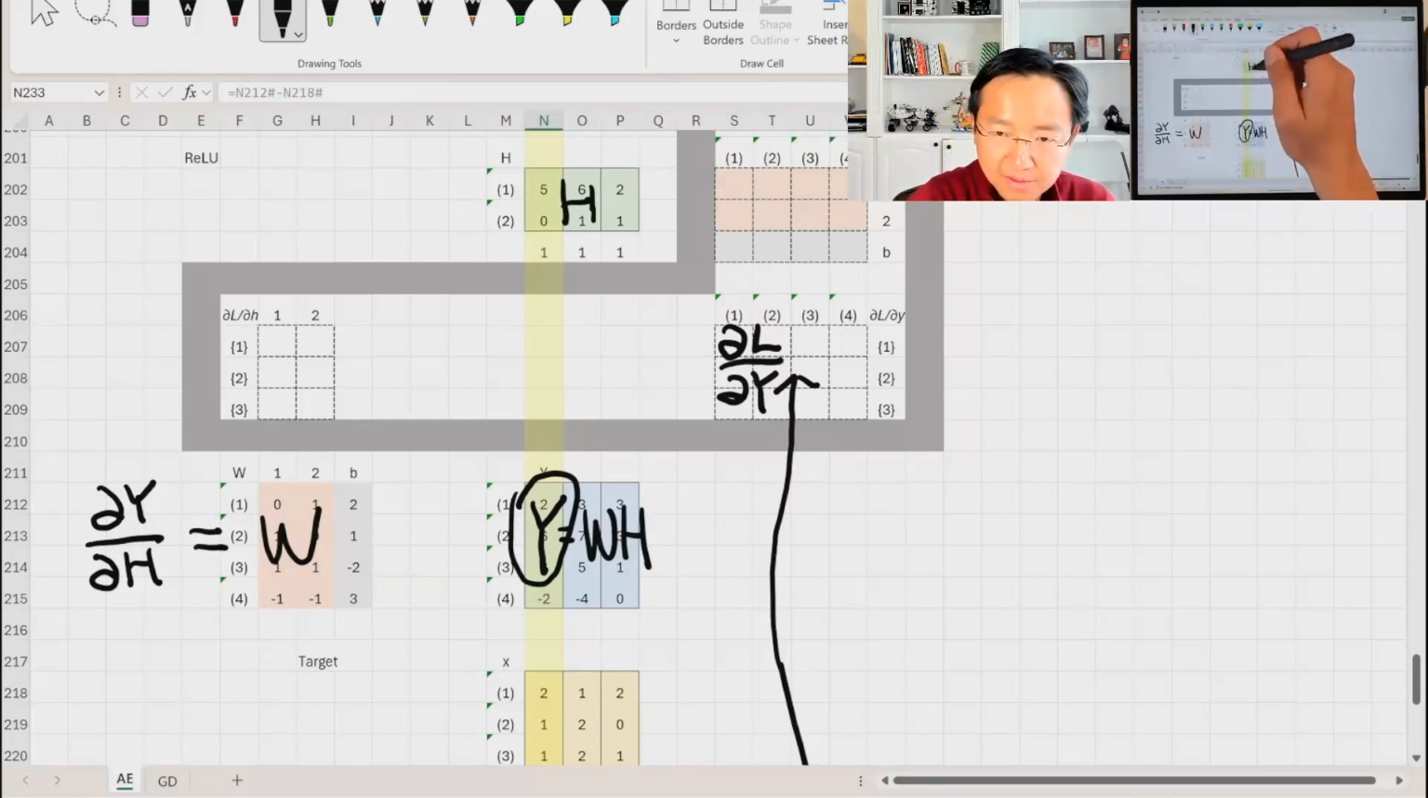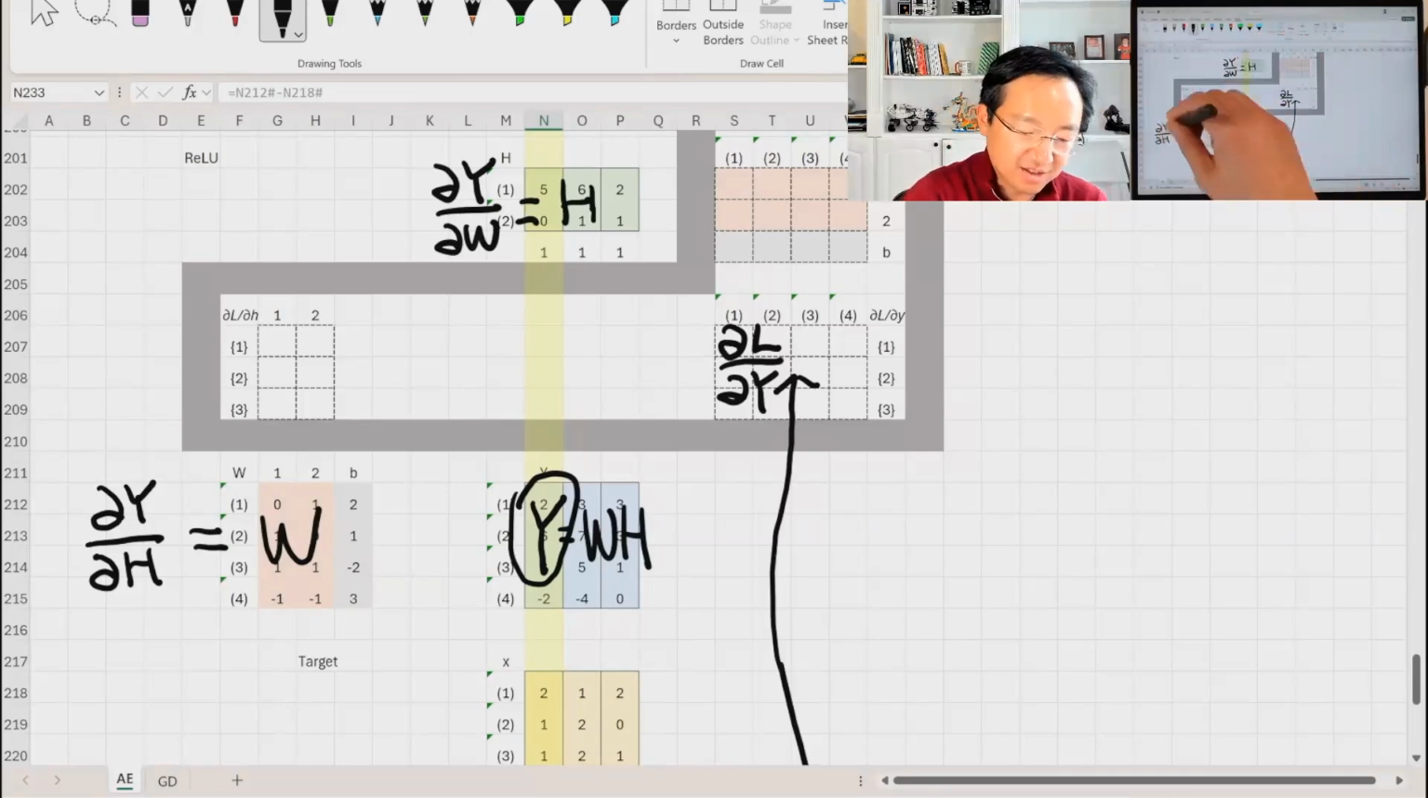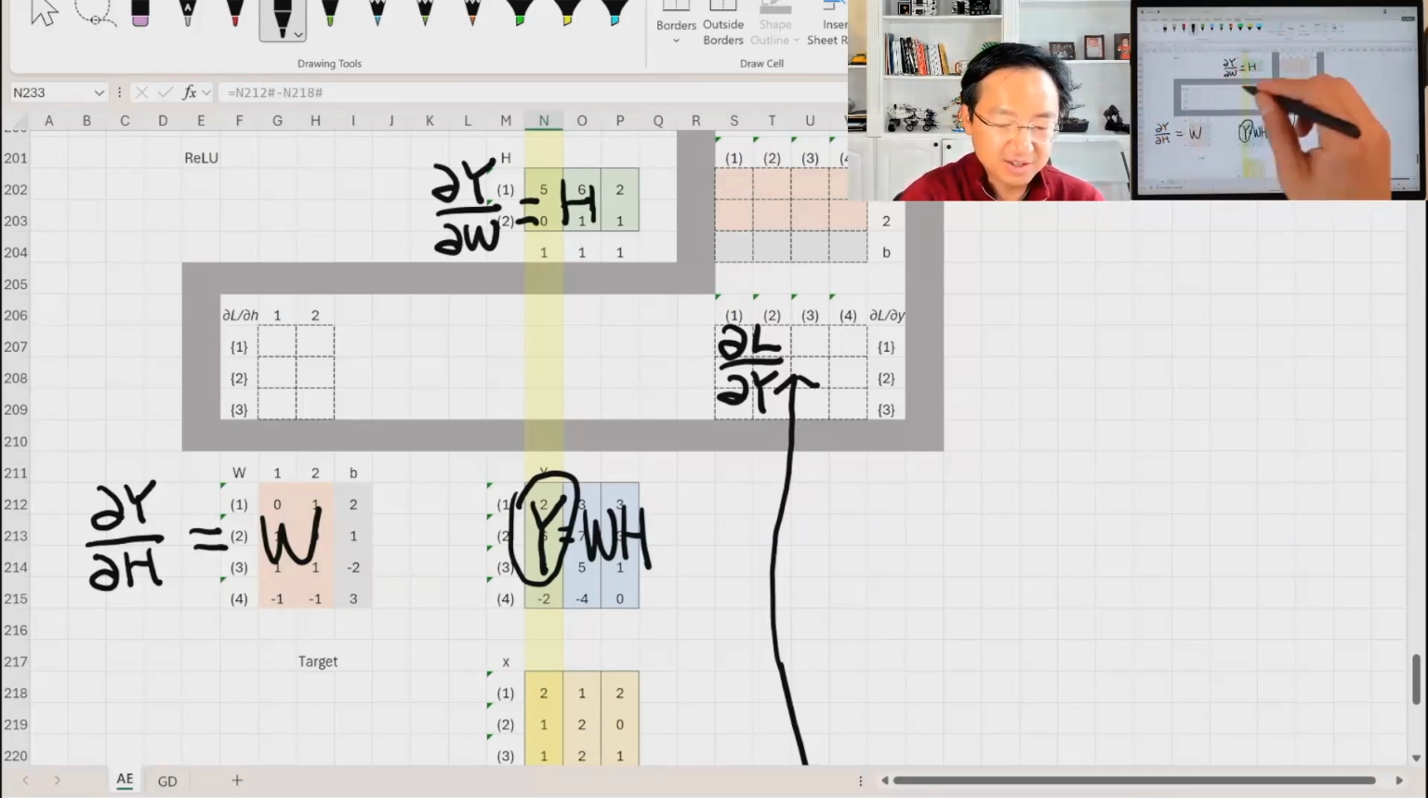And similarly, we go back to H. What would be the derivative of Y with respect to W? Again, it is H. You can see that they kind of mirror each other, okay? I hope you can get this. Again, if you move W over here, you get Y over W equals H. Okay, so this is how this worked out. This is kind of important.